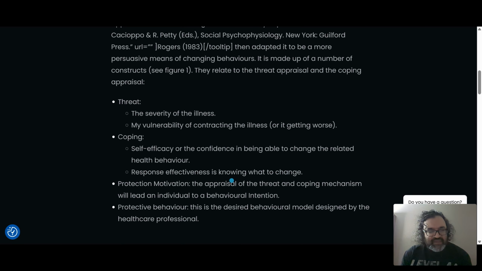The appraisal of the threat and coping mechanism will lead an individual to a behavioral intention, and then protective behavior. This is the desired behavioral model designed by the healthcare professional. So there's four components: threat, coping, protection motivation, and protective behavior.